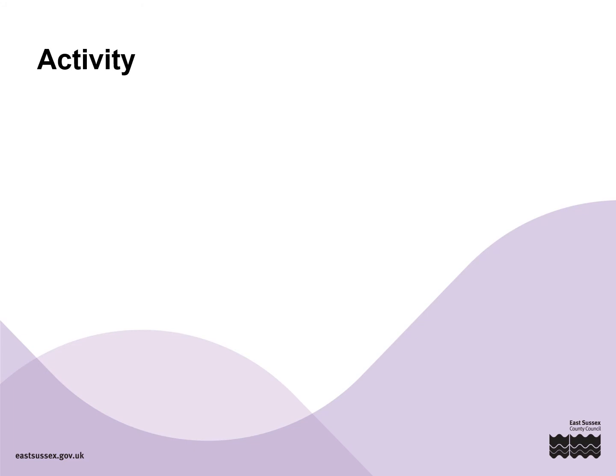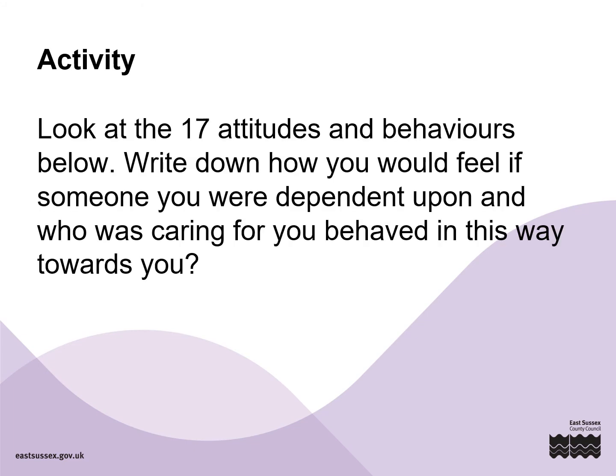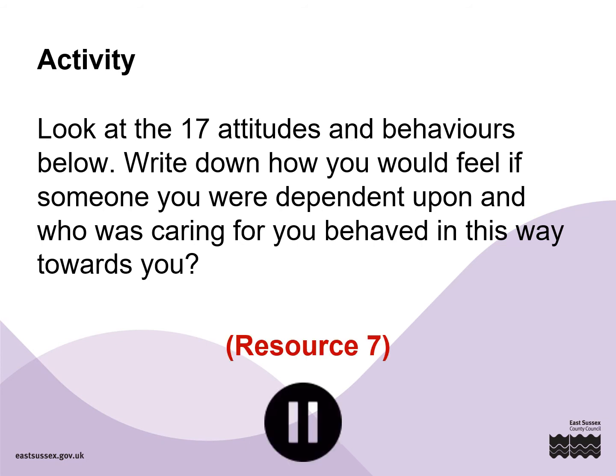So next we have an activity, and what I'd like you to do is to look at the 17 attitudes and behaviours that we've just discussed and write down how you would feel if someone you were dependent upon and who was caring for you behaved in this way towards you. You'll find this table in resource 7, so please pause the PowerPoint now and meet me on the next slide.